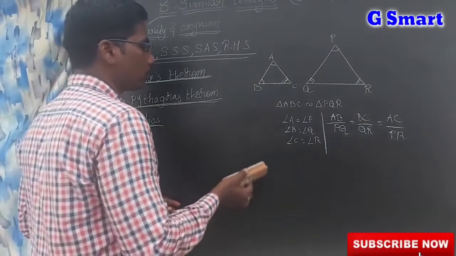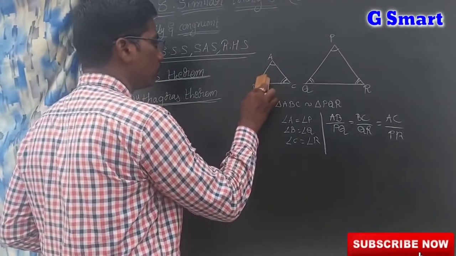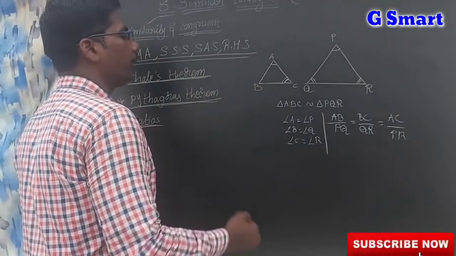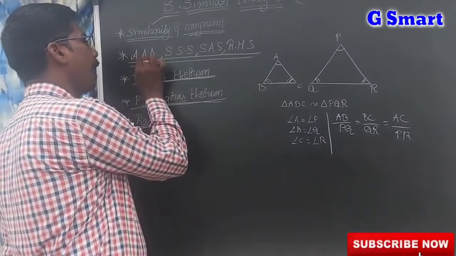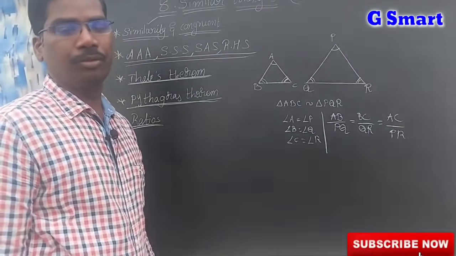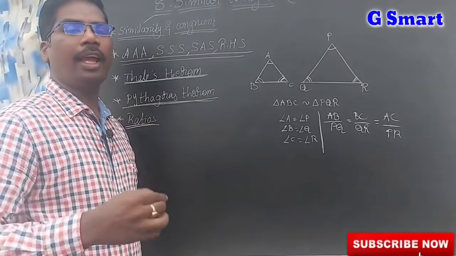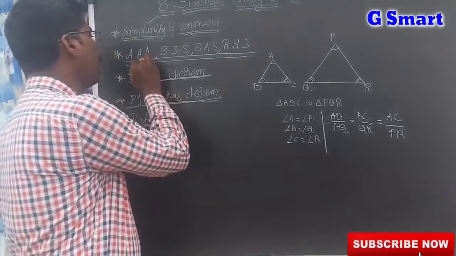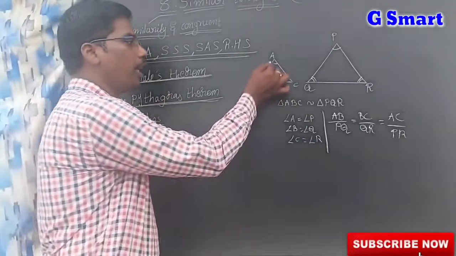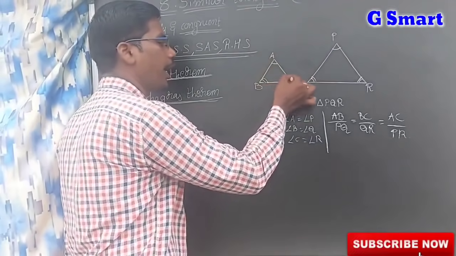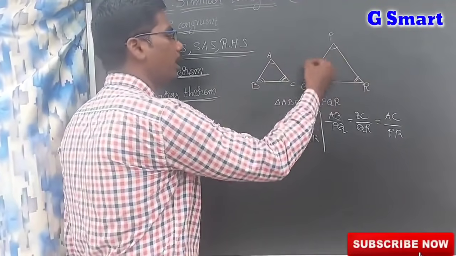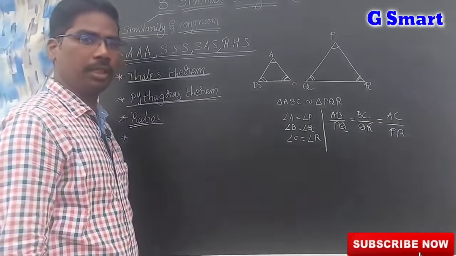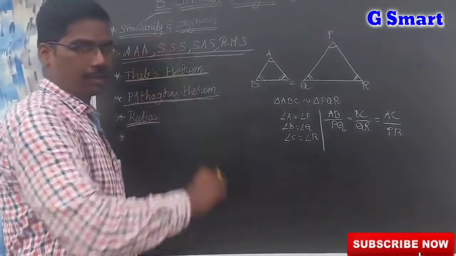Now first of all, AAA means angle, angle, angle axiom. Here, if in one triangle the 3 angles are equal to the corresponding 3 angles of another triangle, then the 2 triangles are said to be similar. That is called the angle, angle, angle axiom.